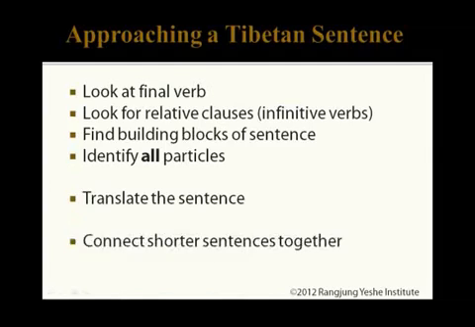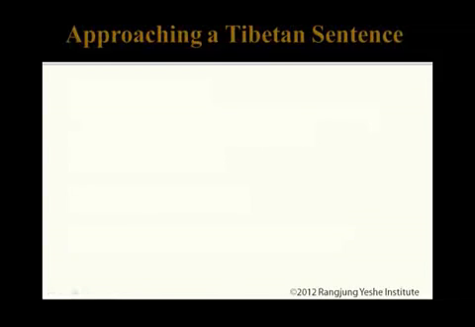Finally, if several sentences are connected to each other, then translate them individually first. Then determine how they're joined together based on the verbal uses of particles that we've just covered in the last few lessons. This following example comes from the Jewel Ornament of Liberation, a famous text by the scholar Gampopa in the 12th century. This is what Gampopa has to say about patience.